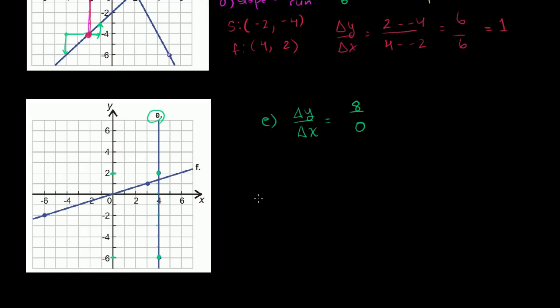Well, we don't know. 8 over 0 is undefined. So in this situation, the slope is undefined. When you have a vertical line, you say your slope is undefined, because you're dividing by 0. But that tells you that you're dealing probably with a vertical line. Now, finally, let's just do this one.